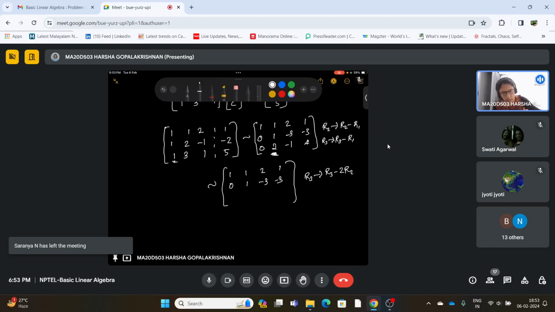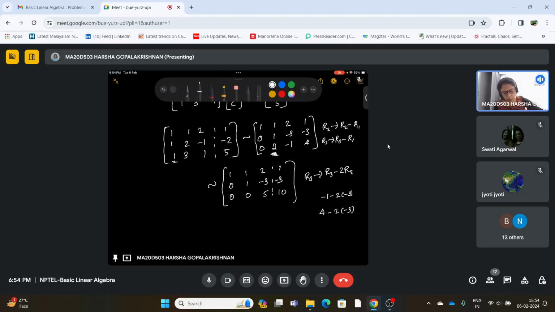Here it is 0 minus 2 times 0, which is 0 only. So 2 minus 2 is 0, and minus 1 minus 2 times minus 3 is 5. And 4 minus 2 times minus 3 is 10. So this is our row echelon form. It is not reduced row echelon form, it is row echelon form only.